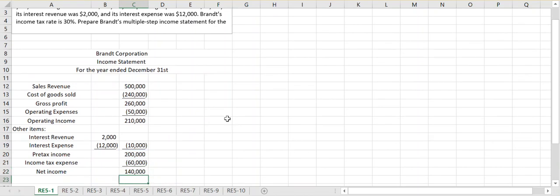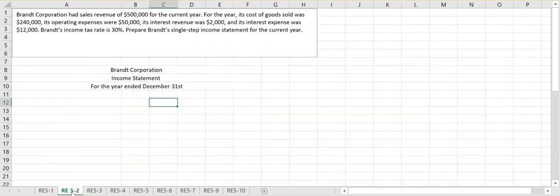Multi-step income statements really provide a lot of detail of what's going on in the business, again, by breaking out things like other items, breaking out income tax expense, looking at the difference between operating income versus pre-tax income versus net income. So that's doing a multi-step income statement.